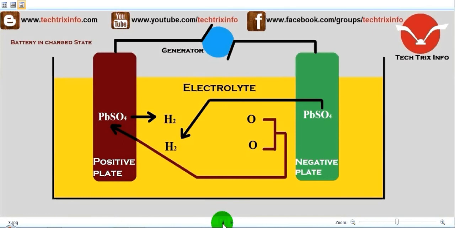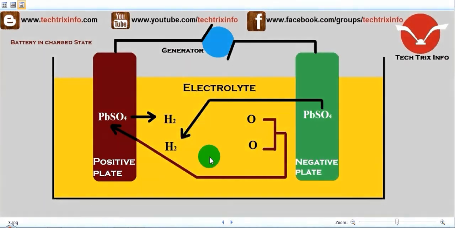When we do this, the water which we have as the current electrolyte will break down, that means H2O breaks into H2 and O, and the two atoms of oxygen join back with the lead in the anode and become PbO2, that means lead peroxide, and the sulfate joins with the hydrogen and becomes H2SO4, that means sulfuric acid. And from here also the sulfate comes out and joins the hydrogen.